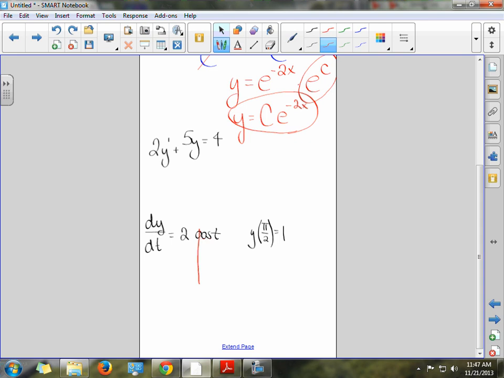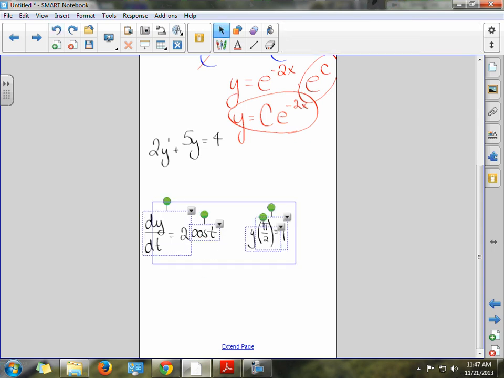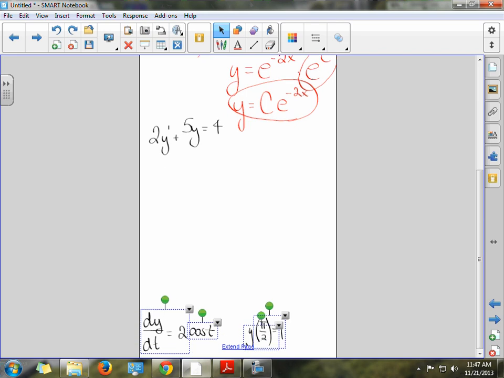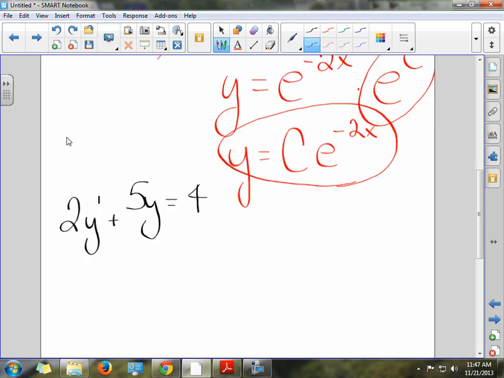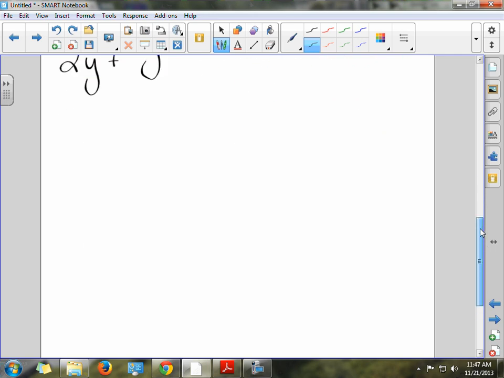Oh, oops. Kind of running out of room. So let me move these way down. There we go. See if I can write a little smaller. Let me zoom in just a little bit. Oh, that's much better. All right.